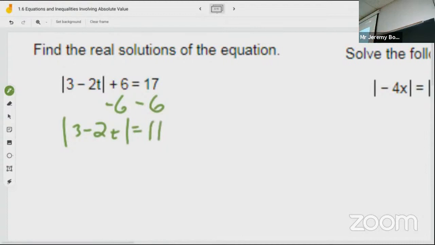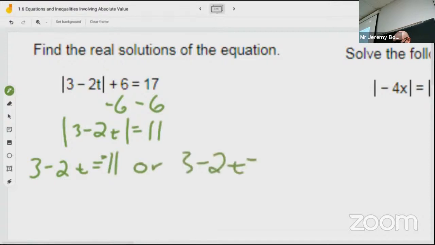So now what do we need to do? We got the absolute value by itself. It's equal to 11. So that means the stuff in the absolute value could be what? Either equal to negative 11 or positive 11. And you don't have to write the or. I'm just writing it out because it kind of shows you the logic. And so then we just got to solve those two linear equations.